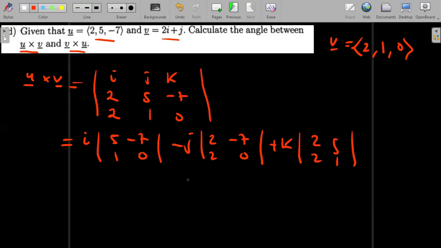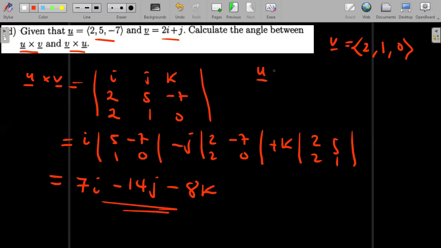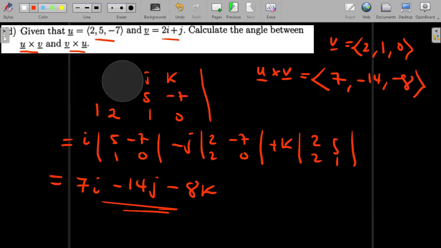Then I find the determinants of these matrices. That will give me 7i, then negative 14j, and I also have negative k. So this here is my vector, which is gotten by the cross product of u and v. I'll write it as 7, negative 14, negative 8. Okay, let's find the cross product of the other one.